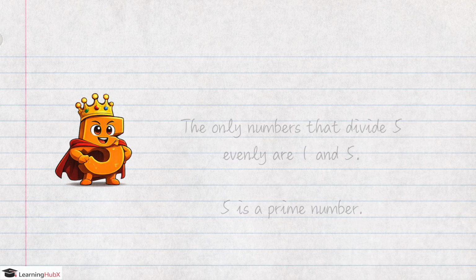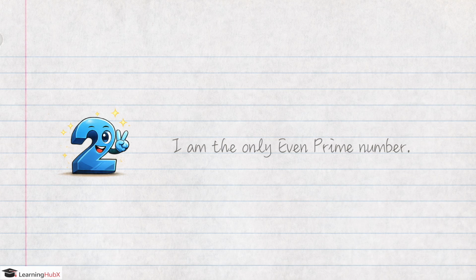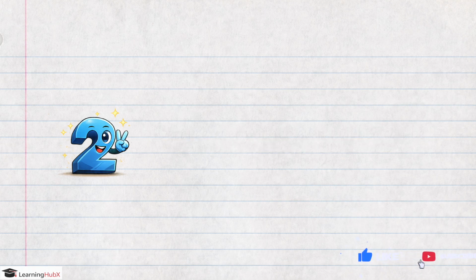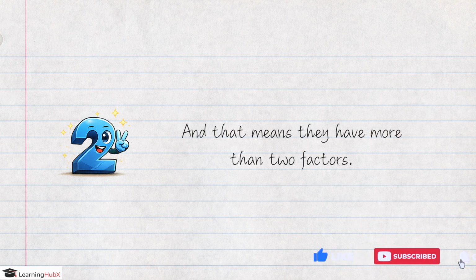Now here's something very important. 2 is the only even prime number. Why? Because every other even number can be divided by 2. And that means they have more than two factors, which makes them composite, not prime.